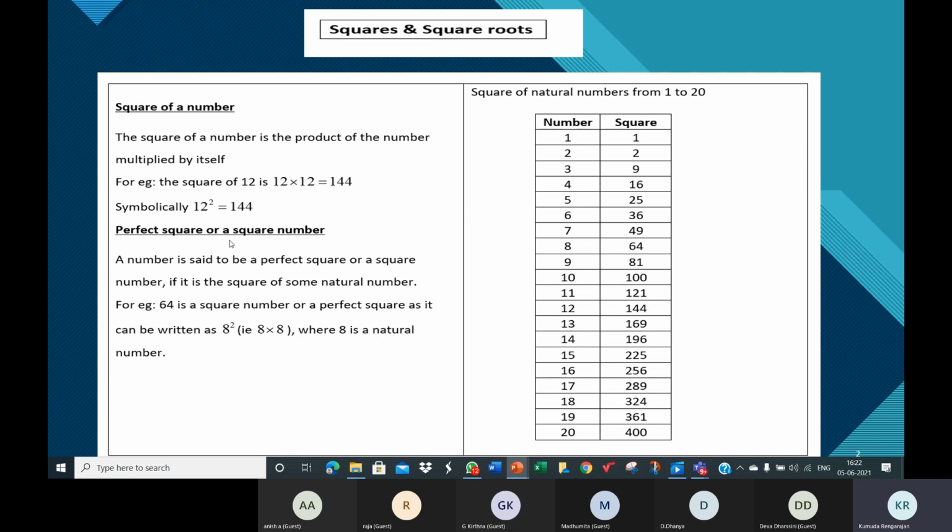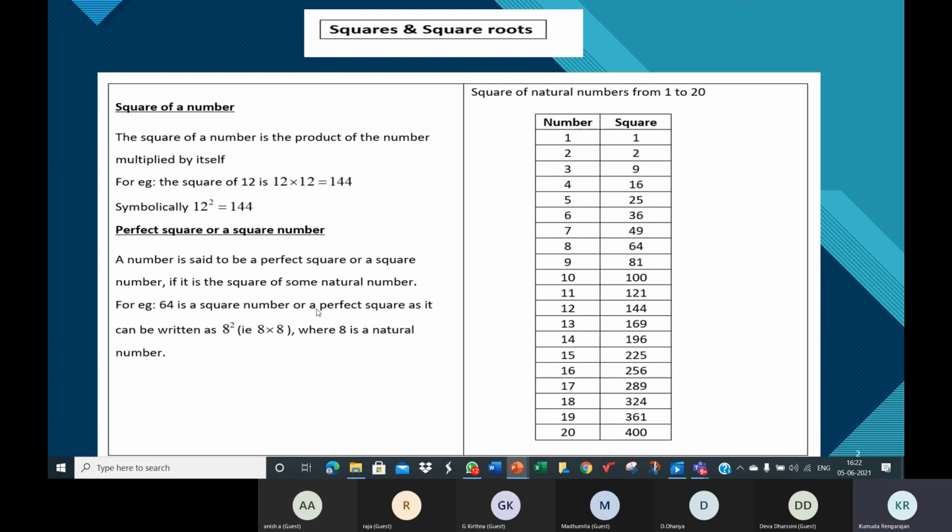So what's a perfect square or a square number? A number is said to be a perfect square or a square number if it is the square of some other natural number. You will understand this better with an example. Now let's take the number 64, what you see on the screen.